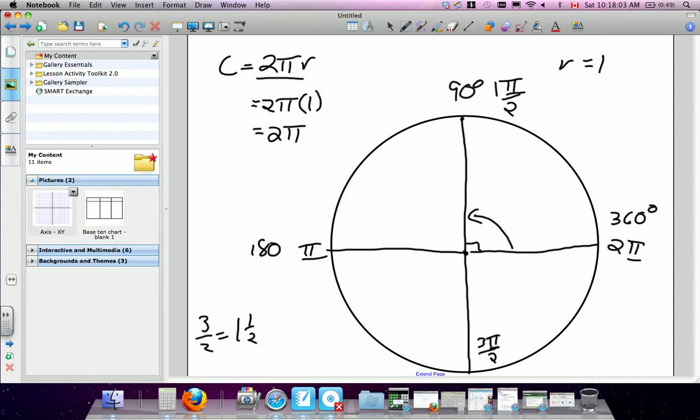So from 0, remember 0 and 360 are at the exact same point, right? So these are our radians. This is our 270. What would halfway between 0 and 90 be? Say we're just doing degrees, just in degrees. Between 0 and 90, what would halfway between that be? 45, yeah. So we have a 45 degree.